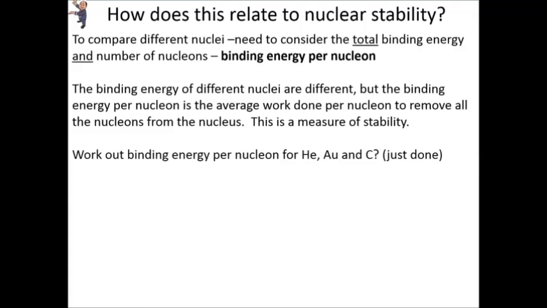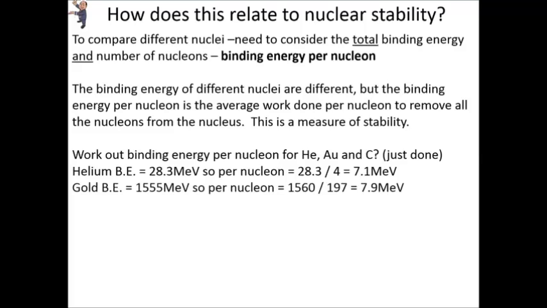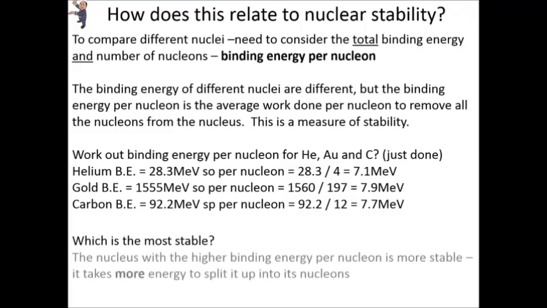Okay, so we've just done helium, gold and carbon. Here we go. Helium was 28.3 mega electron volts, divided by 4, there's our answer. Gold, divide our answer by 197, and carbon, divide our answer by 12. Okay, so we've got 7.1, 7.9 and 7.7. So in terms of which is the most stable, well, the nucleus with the higher binding energy per nucleon is more stable. So in our case, it's gold.